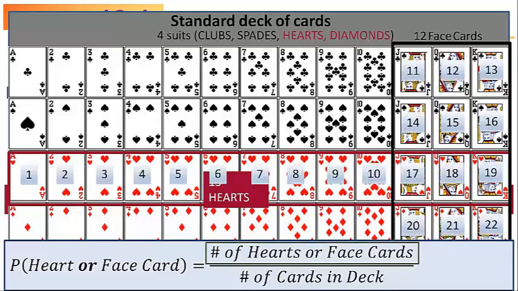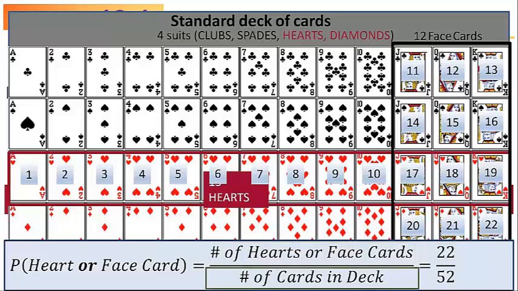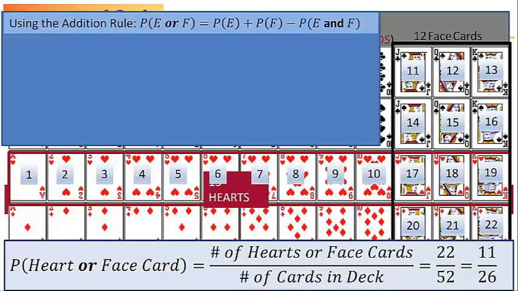Well, if you look at the hearts or face cards and just count them, the face cards are the cards that actually have faces on them, and you've got the hearts as the other possibility. If you just count, you'll see that there are 22 of them over the number of cards in the deck, which is 52. So you get 22 over 52, and if you want to reduce it, you get 11 over 26. Suppose I wanted to actually use that addition rule rather than just figure it out as I just did here. It would still work.